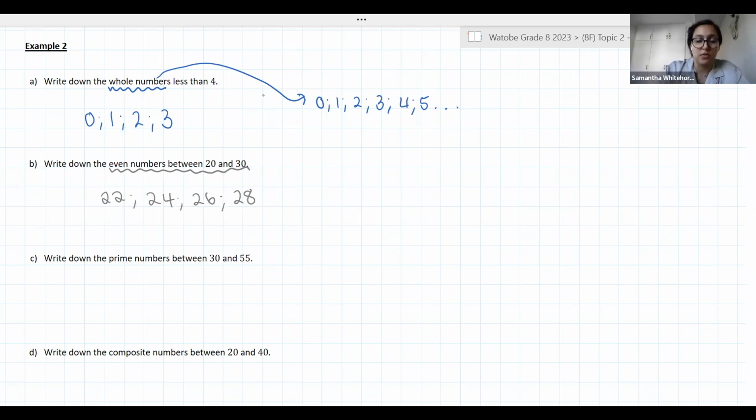The way the question's phrased actually is a little bit unclear. So I would probably say that write down the even numbers between 20 and 30, including 20 and 30. But if you did add 20 and you did add 30 there, that is absolutely fine because both of them are even numbers. And so you can include them there. But yeah, I should have probably phrased my question a little bit better. So thank you for pointing that out for me.